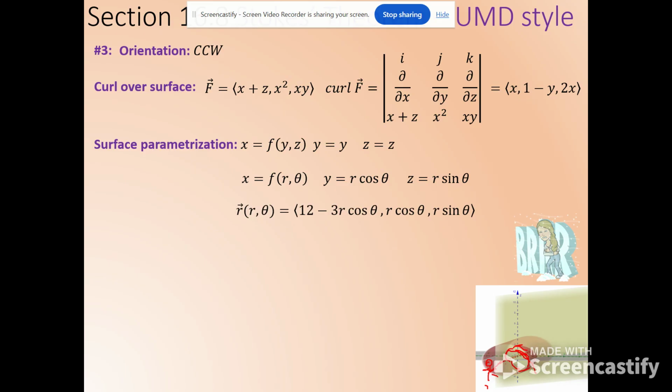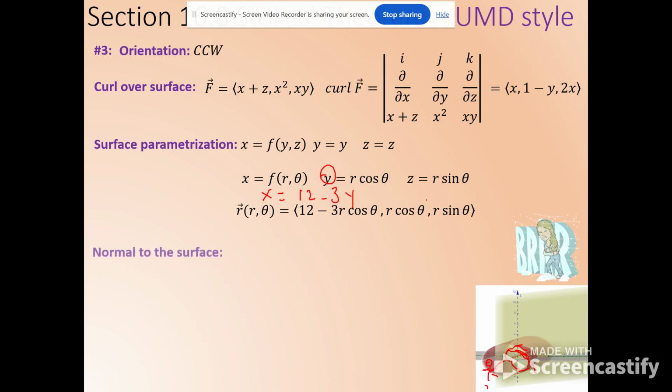So the plane getting x by itself was 12 minus 3y, right? So that's where I got this from. This was x equals 12 minus 3y, and then I just used my replacement for y. And then here's my y, r cosine theta, and r sine theta.